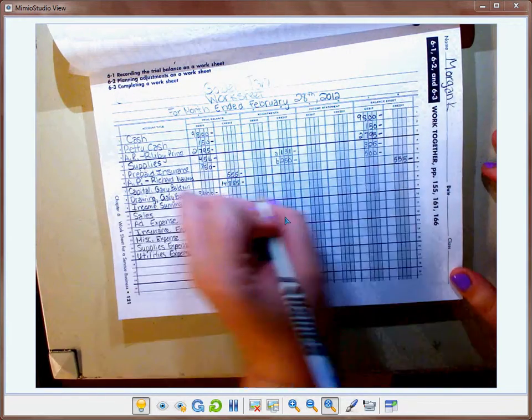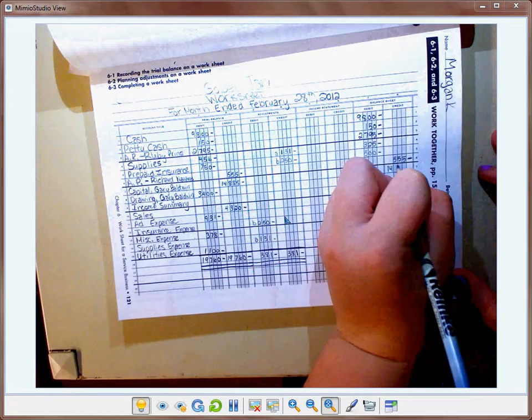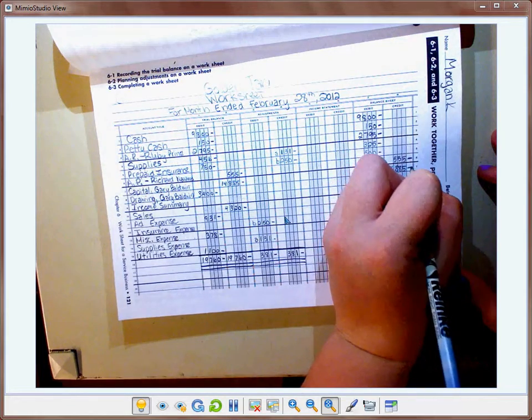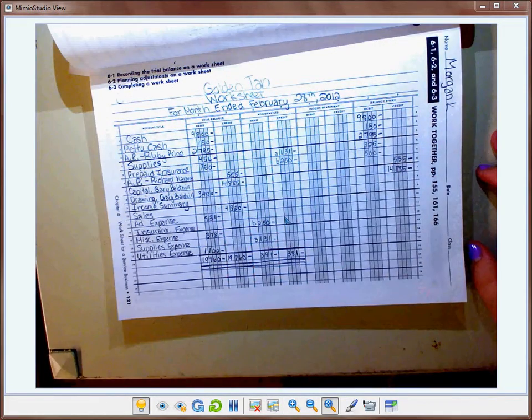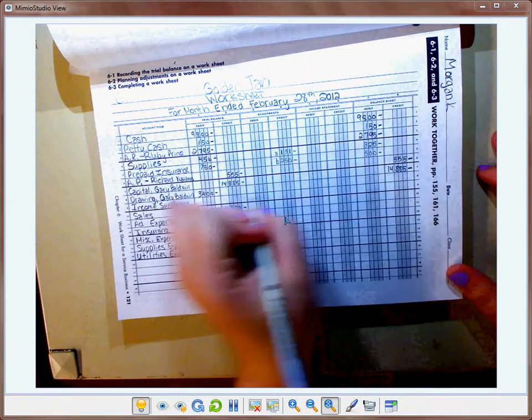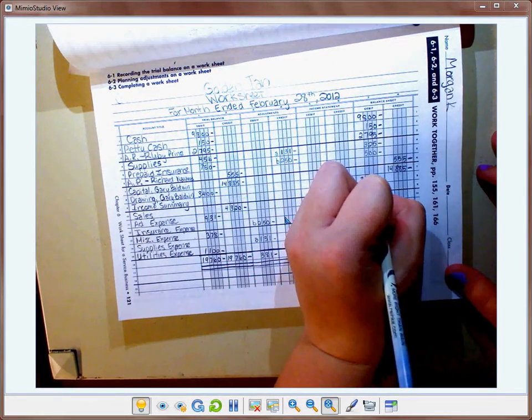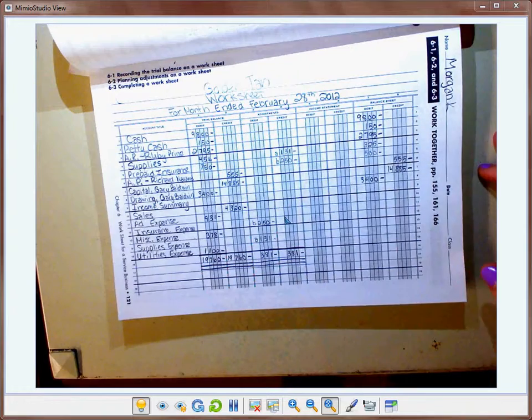Capital is a credit of $14,885. And drawing is a debit of $3,400. Okay, this is the match of time, and now we go to income statement.